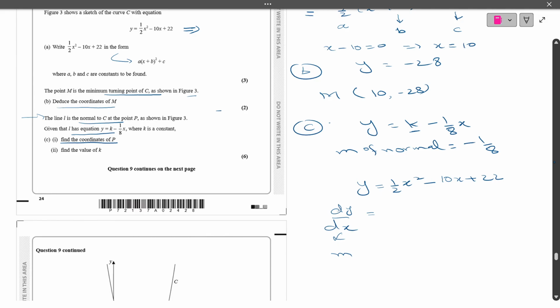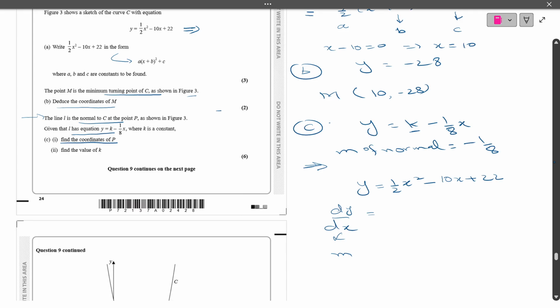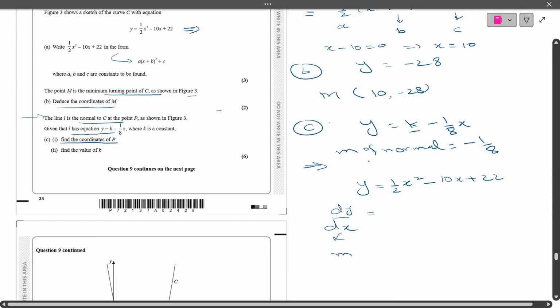So if I find out the derivative of a tangent from the gradient of normal, so the gradient of normal is negative 1 over 8, and gradient of tangent, which is perpendicular to normal, is 8. Okay, so then I can equate both to get what is k.